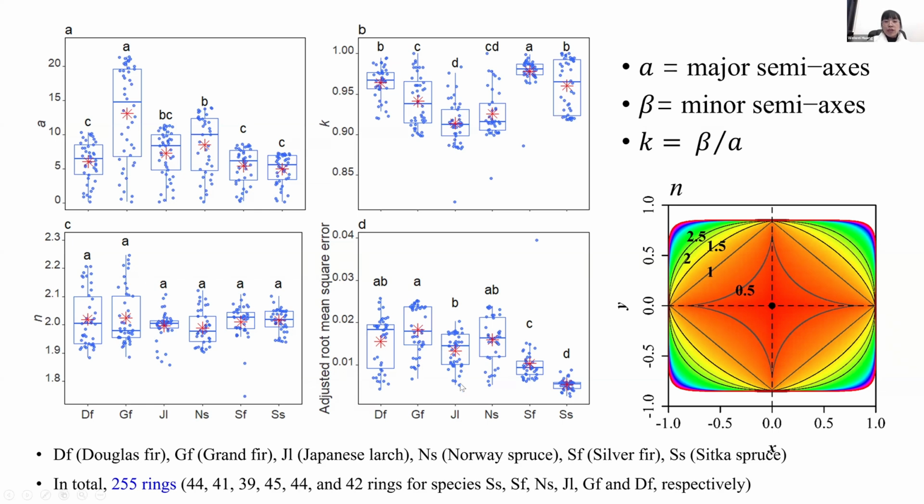From here, we can see they are not really like a circle, but closer to an ellipse, especially for the GL, the Japanese larch. We can see its K value is close to 0.9. Here, each point represents 1 trillion, and it's around 40 to 45 trillion for 1 disc.